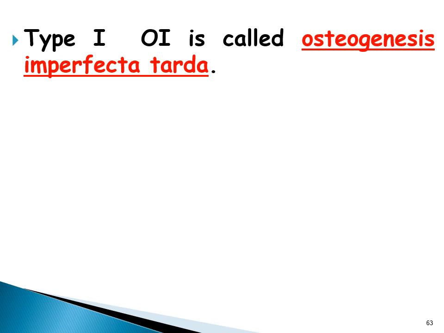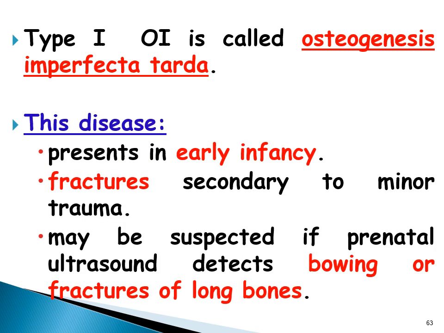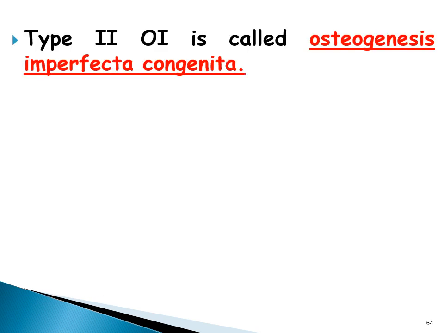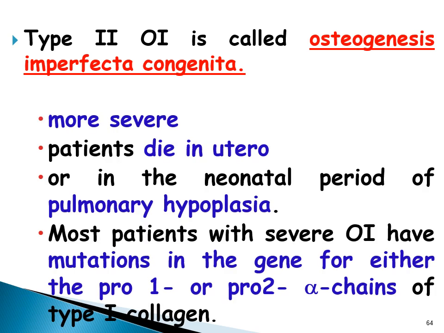There are different types of osteogenesis imperfecta. Type 1 is also known as osteogenesis imperfecta tarda. It is present in early infancy. Fractures are usually secondary to minor trauma and may be suspected if prenatal ultrasound detects bowing or fractures of long bone. Type 2 osteogenesis imperfecta is called osteogenesis imperfecta congenita. It is more severe. Usually the fetus dies in utero or in the neonatal period due to pulmonary hypoplasia.